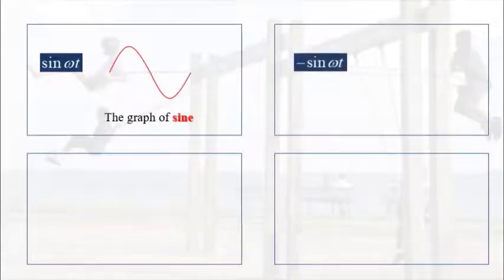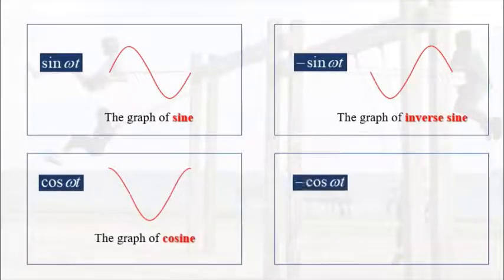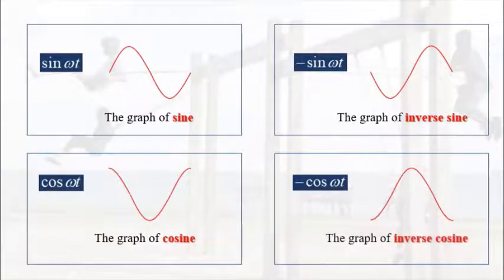First, if you're given sine omega t, then we're going to use the regular graph of sine. And if you have negative sine omega t, then we're going to use a graph of inverse sine. If you're given cos omega t in your equations, then you're going to sketch the graph of cosine. And if you have negative cos omega t, then you're going to sketch a graph of inverse cosine. So these four types of graph are the graphs that we're going to use in our sketching.